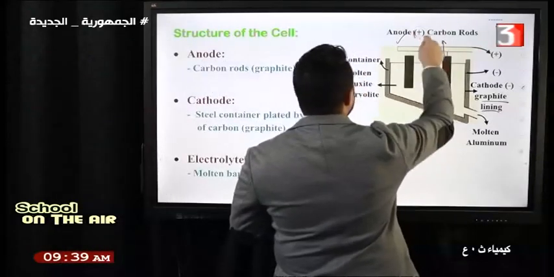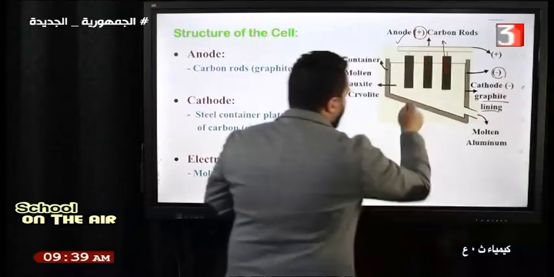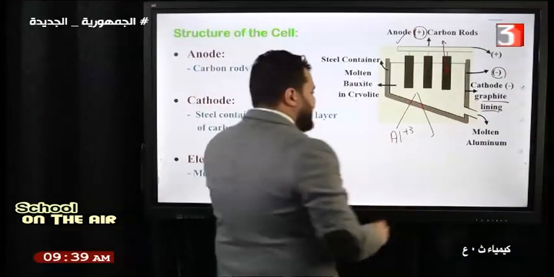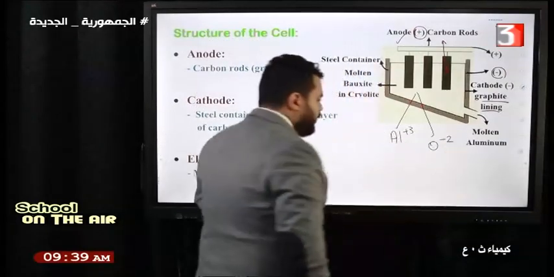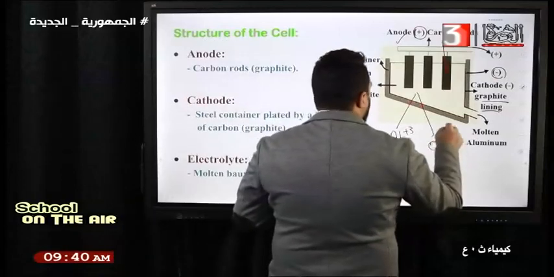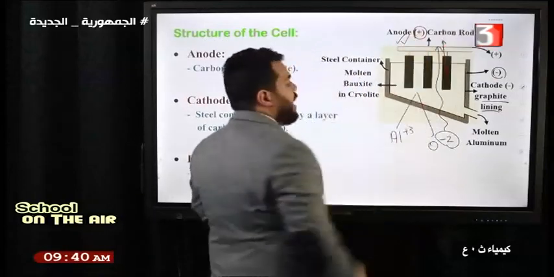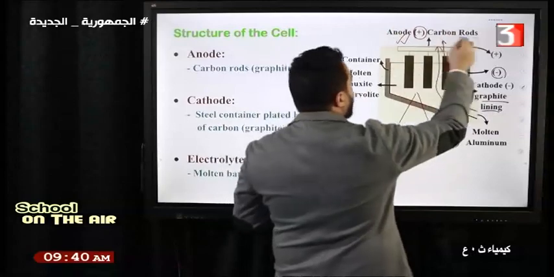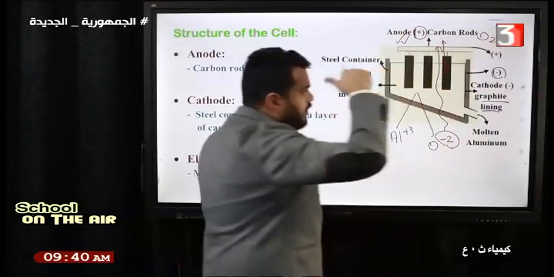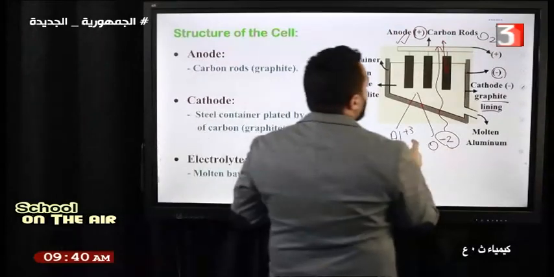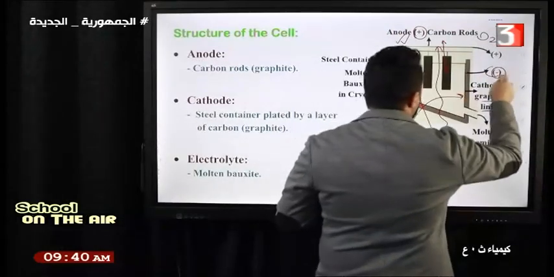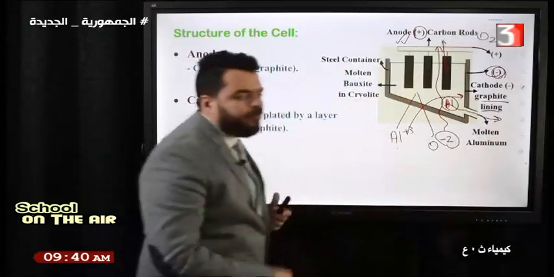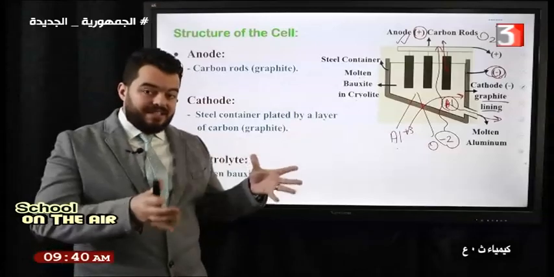Okay, the anode with the positive pole and the cathode with the negative pole. And here the aluminium oxide will be separated as aluminium positive 3 and oxygen negative 2. So the negative ion will travel to the anode because it's positive, so it will be attracted to the positive charge and change into oxygen gas and it will be released. And the aluminium positive will travel to the negative pole and change to the aluminium metal, which will be in a molten form and will be separated from its ore.